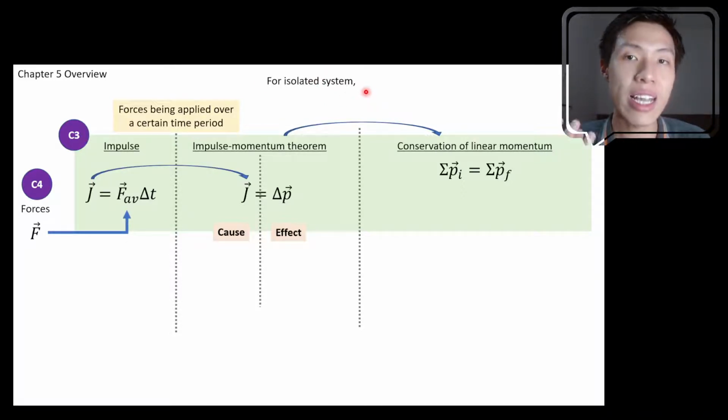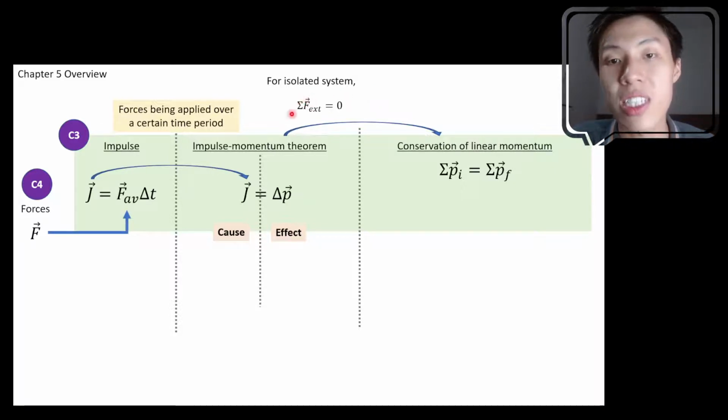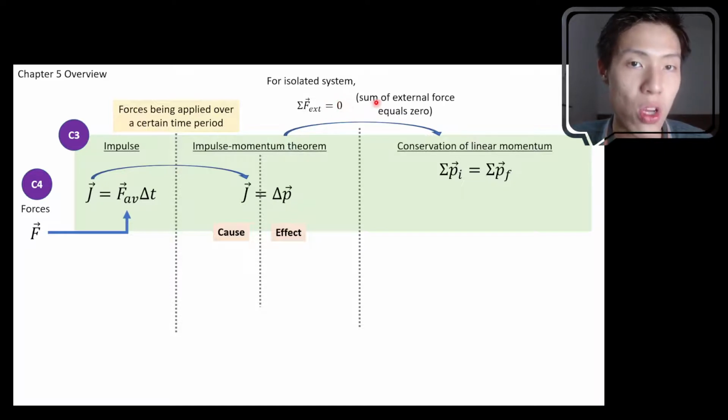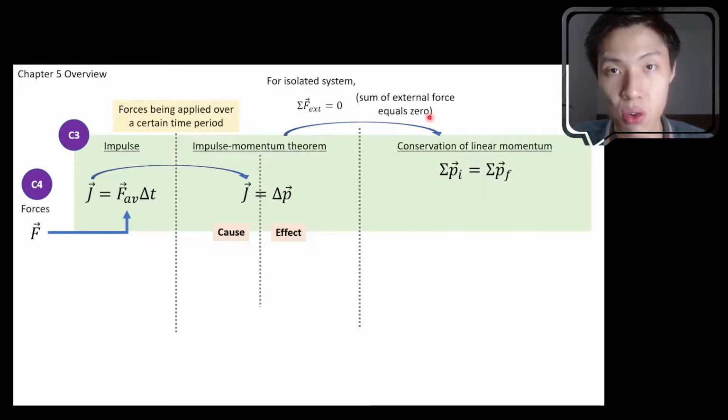So what is an isolated system? We say an isolated system is a system where the sum of external forces acting on the system is equal to 0. Sum of external force equals 0. Well, this sum of external forces is actually quite different from the external force that you learned in chapter 4. In chapter 4, the external forces that you learn are forces that you cannot classify as gravity, cannot classify as normal, cannot classify as tension, cannot classify as friction.